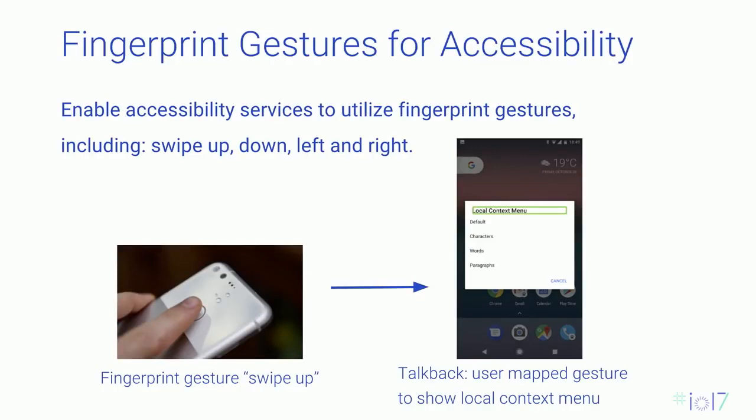These gestures are assignable, so the user can decide what TalkBack features each gesture will launch. Again, as a developer of an accessibility service, you will have to request a special flag in order to be able to take advantage of fingerprint gestures. Fingerprint gestures work, again, only on O devices. I just wanted to point that out. And let me show you how this works.